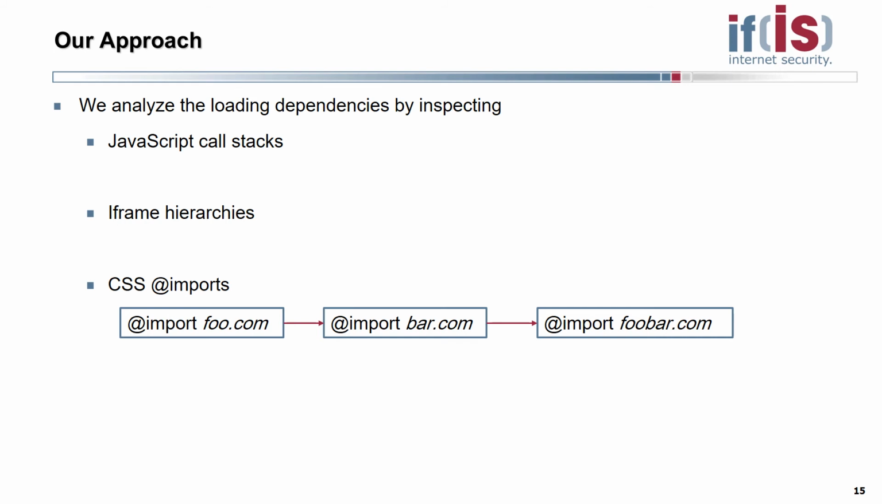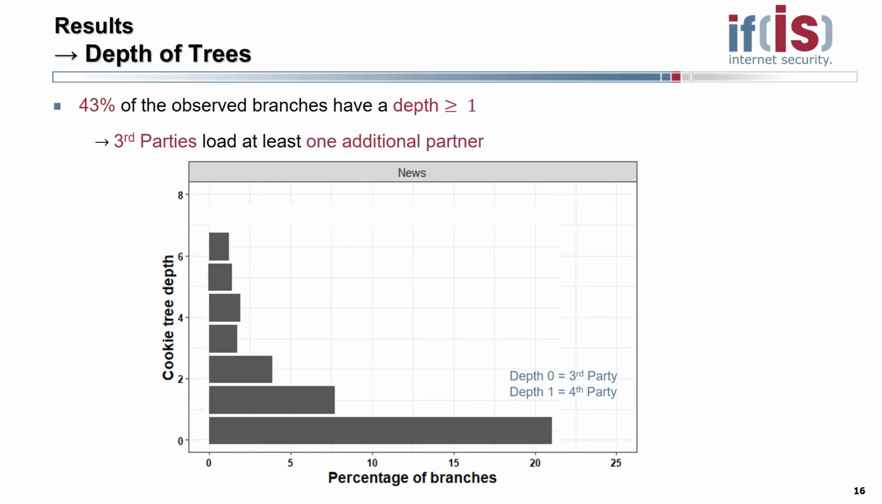We use these dependencies to build trees that are similar to the one in the example that I've shown you. Hence, these graphs resemble all third parties embedded into a website, and they also show who loaded each party. In the following, we provide an in-depth analysis of these trees. Let's start with the depths of each branch in the trees.